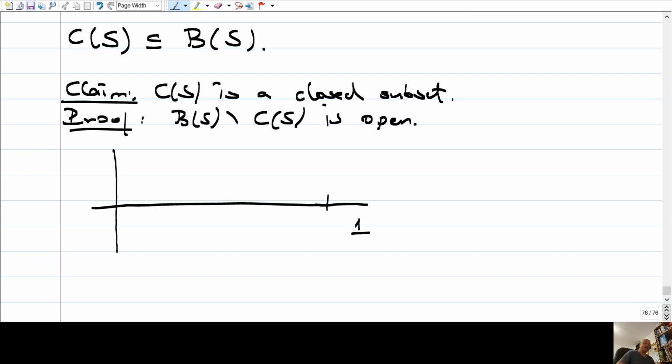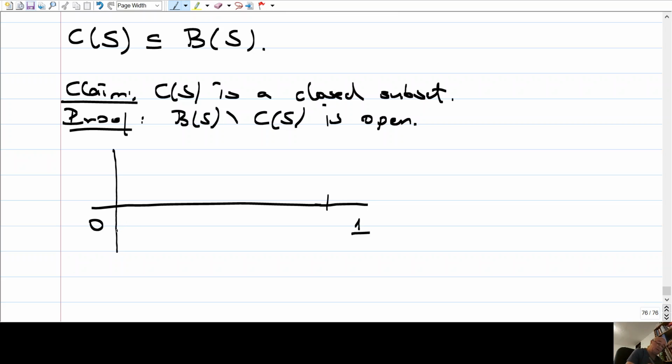So I am looking at the [0,1] interval and all continuous functions or bounded functions on this interval. I claim that this set is open. So if I take an element here, an element like here means what? It is bounded but not continuous.